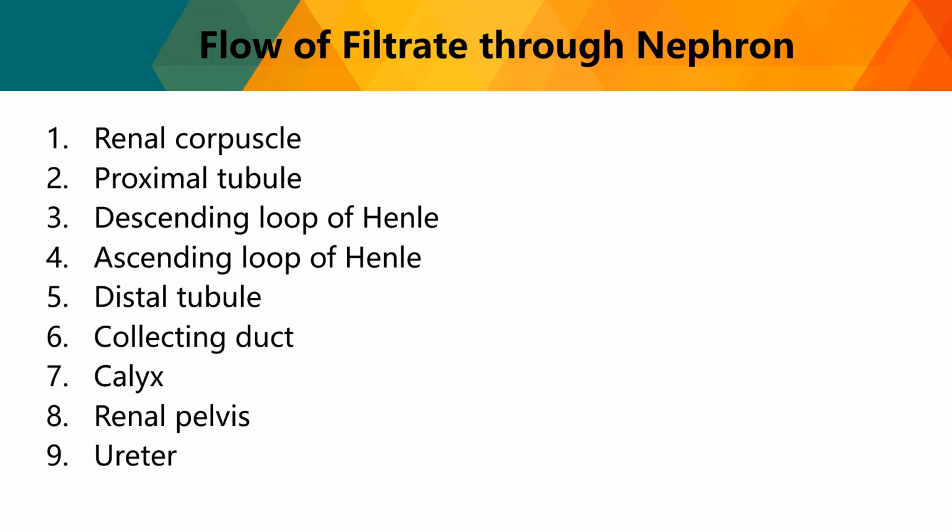So the flow of filtrate through the nephron: first, it will be coming from your renal corpuscle, going to your proximal tubule, going down to the descending loop of Henle, and then the ascending loop of Henle, the distal tubule, collecting duct, the calyx, the renal pelvis, and then going out to your ureter.